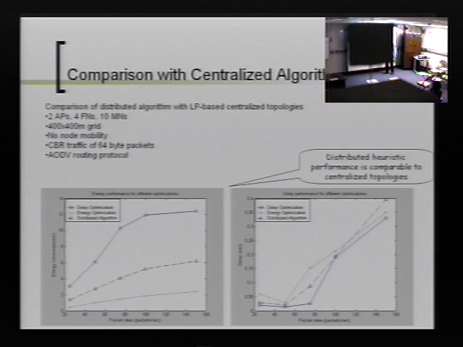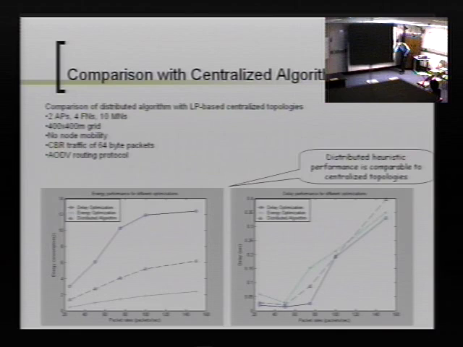Now the plot on the left shows the offered load in packets per second on the x-axis, and the energy consumption at the mobile nodes in joules on the y-axis. This plot shows the energy consumption of the centralized energy optimization, where the mobile nodes try to conserve energy. For reference, we also plotted the centralized delay optimization, which is what a typical routing protocol would use, since it's trying to minimize the delay. And this is the performance of our distributed algorithm. You can see that the distributed algorithm performs a lot better than the traditional routing protocol, but it also compares quite favorably with the centralized energy minimization.